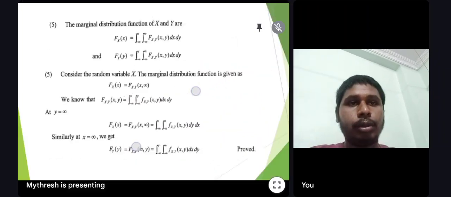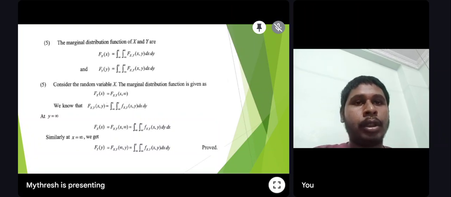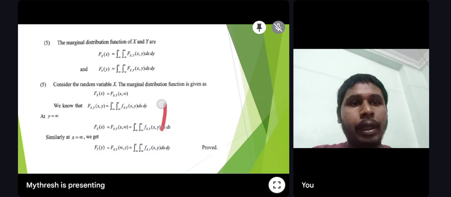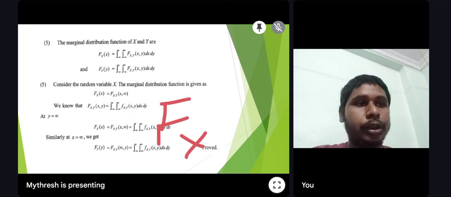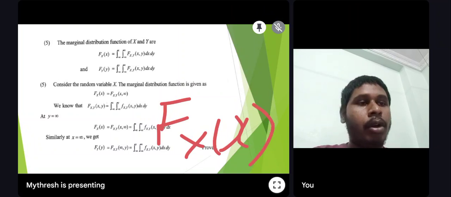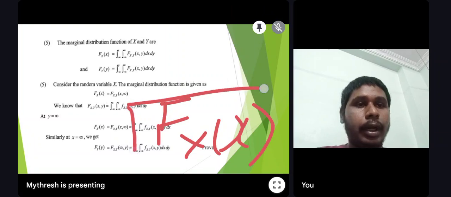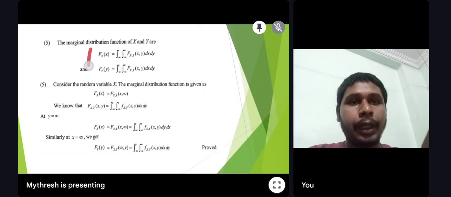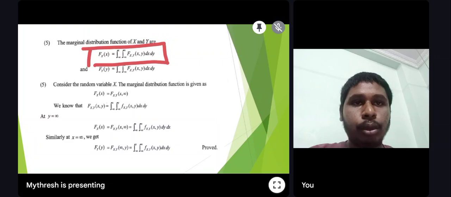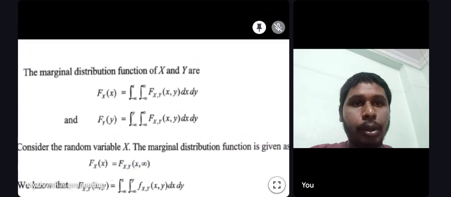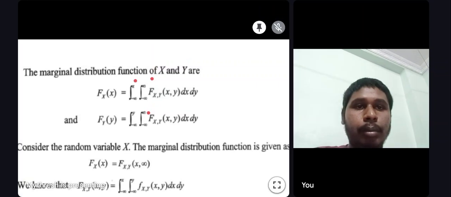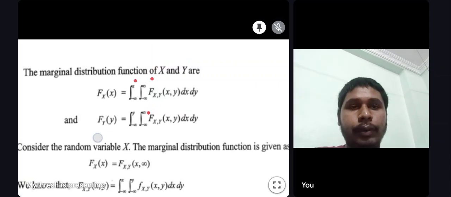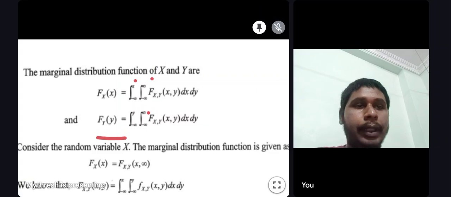So let us see the next property, that is marginal distribution. Marginal distribution is nothing but finding distributions with respect to only one variable, or conversion of joint distributions to a single random variable. So for getting a distribution with respect to x, we will do the integration from minus infinity to x, minus infinity to infinity with dx and dy. In simple terms, we have to integrate over y from minus infinity to infinity for x, and similarly for y, we have to integrate over x from minus infinity to infinity.